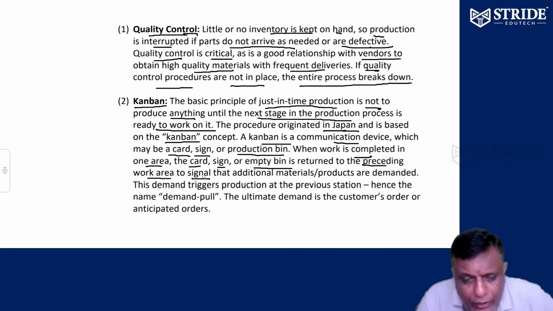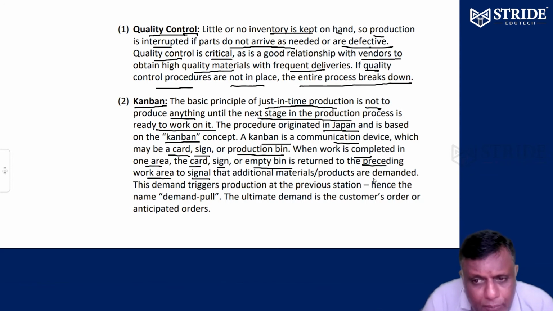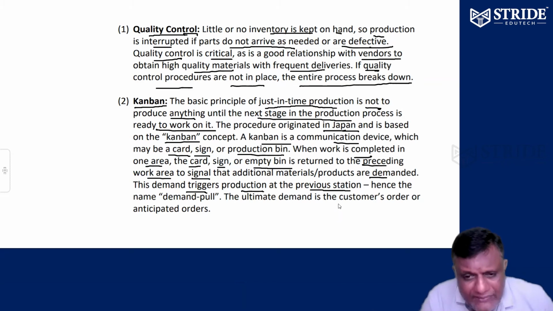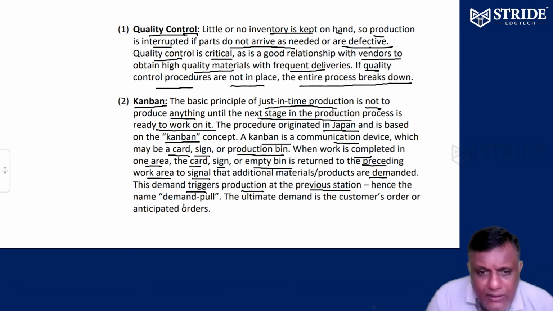Whenever a card comes in, it means material requirement. Whenever a sign comes in, material requirement. Whenever an empty bin comes in, it is the signal for material: we need products. So the demand only triggers the production of the previous station. That's why in all car manufacturing companies, production starts only after taking the car order from the dealer. Unnecessarily, they won't produce. How long does it take to deliver the cars? One month. Once the order has been taken, it is given to the manufacturing department, and they start production. Demand only triggers the production of the previous station.